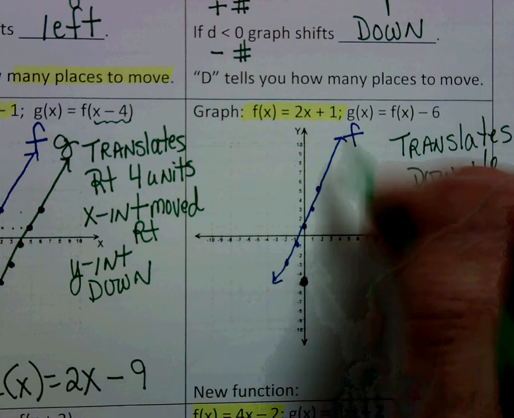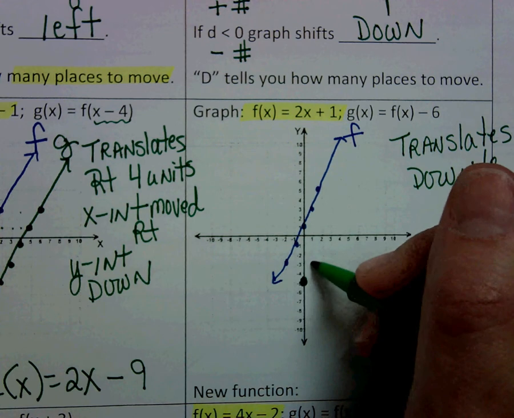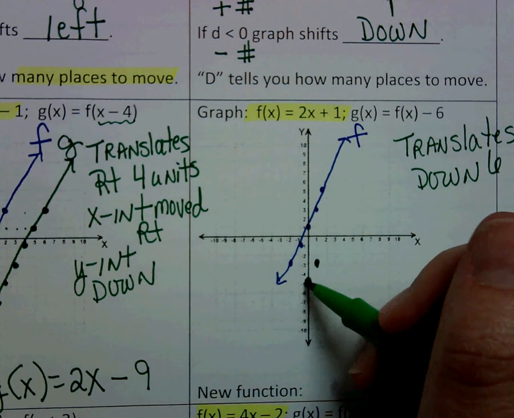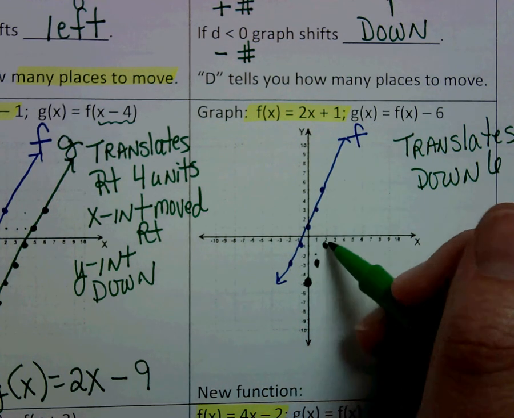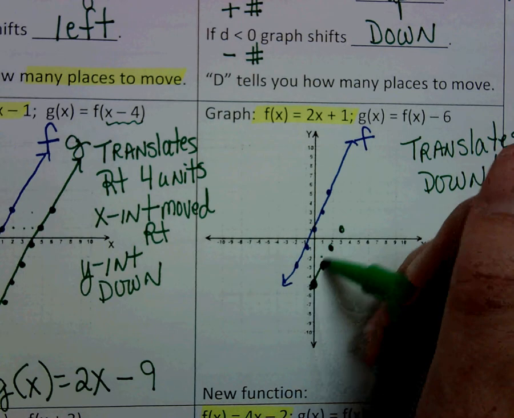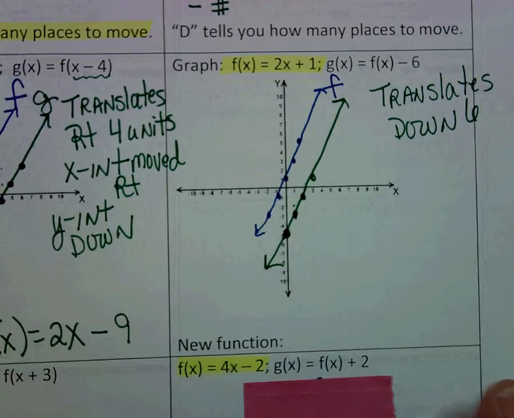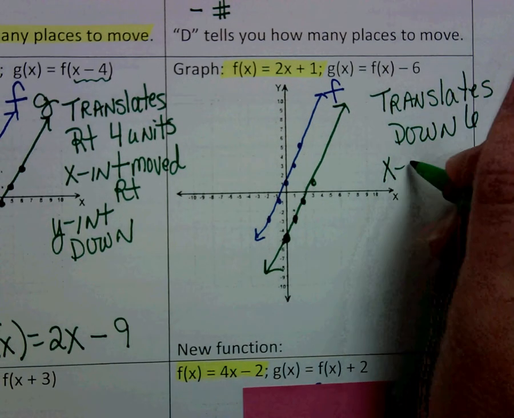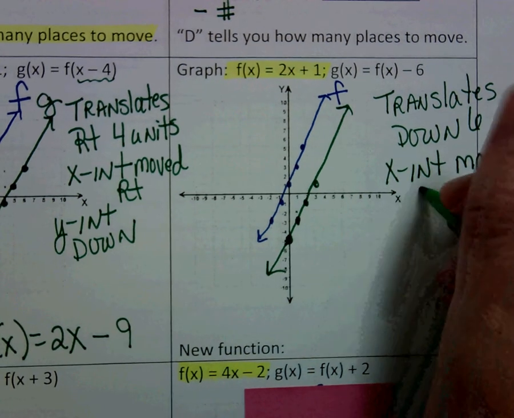Okay, I could do that for every point. 1, 2, 3, 4, 5, 6. Notice my slope is 2. I could also use my slope. Up 2, right 1. Up 2, right 1. Up 2, right 1. Okay. So not only did our graph translate down 6 units, our x-intercept also moved right.